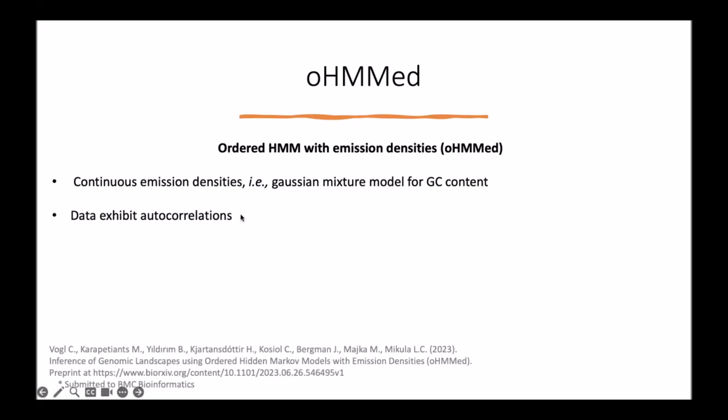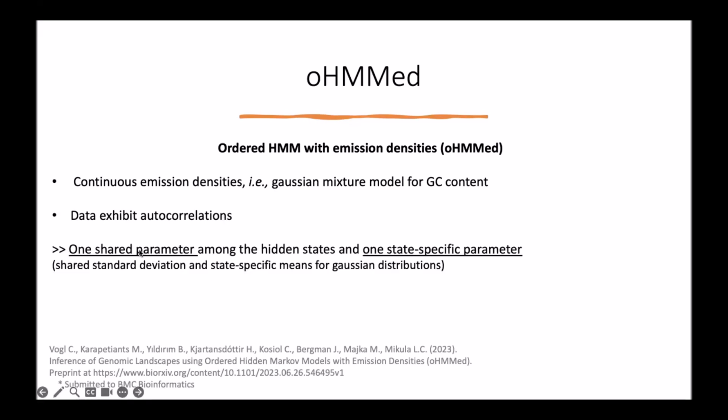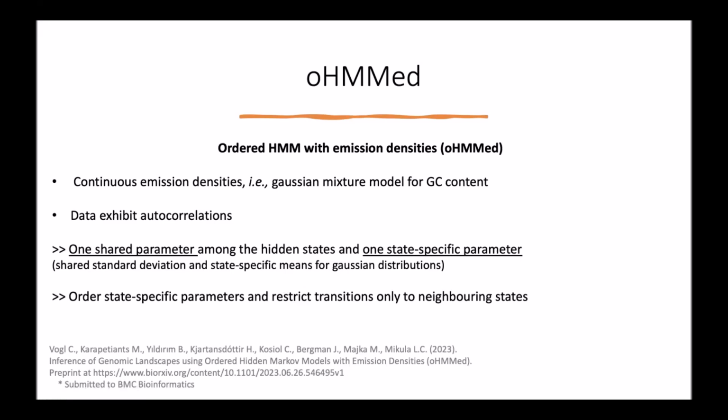data. To be able to model this, we assume one shared parameter among the hidden states, and there will be a state-specific parameter. For the Gaussian distribution, we set the standard deviation as shared and the means as state-specific. Then by ordering this state-specific parameter and restricting transitions to only neighboring states, you model the autocorrelation and you reduce your number of estimable parameters.